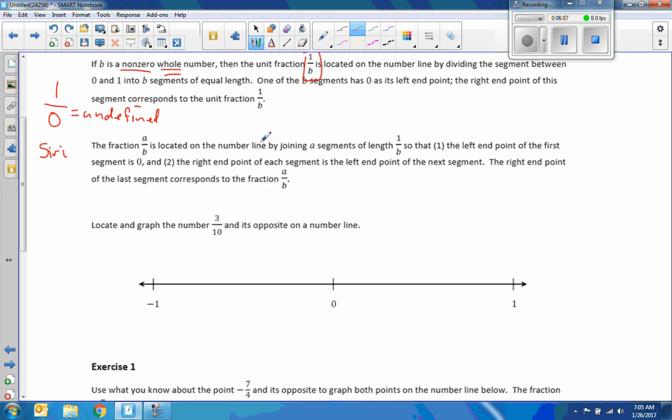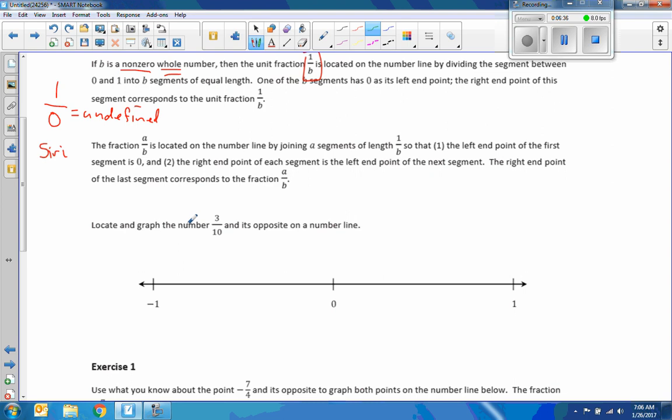And at this point you're probably saying, what? Okay, I'll just hang in there, I'll explain. The fraction a over b is located on the number line by joining a segments of length 1 over b so that 1, the left endpoint of the first segment is 0, and 2, the right endpoint of each segment is the left endpoint of the next segment. The right endpoint of the last segment corresponds to the fraction a over b.